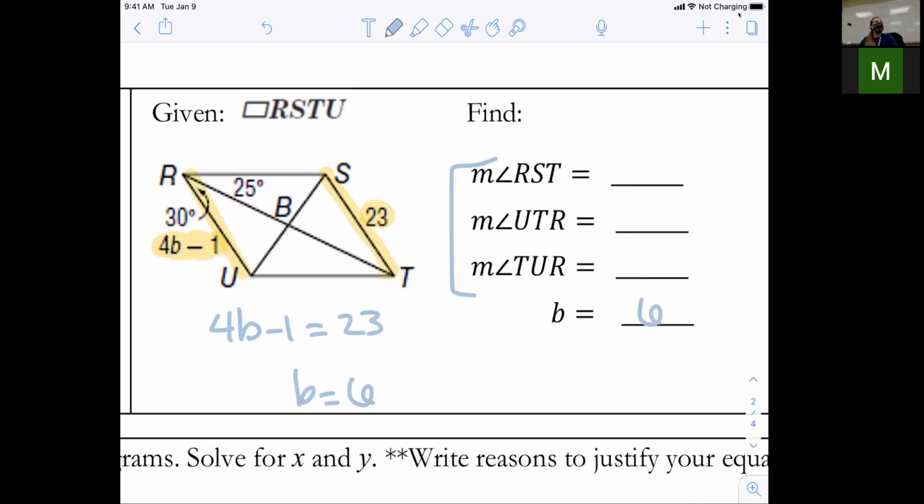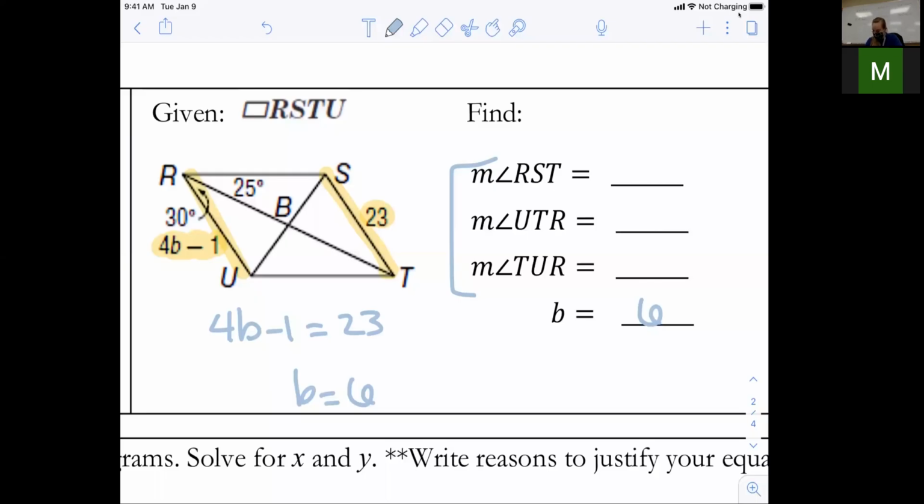All right, now let's look at the angles. I want you to be really careful with the angles and think about what are we actually finding. You may be finding the whole big angle, or you may be finding a part of it. So we're going to look at each one individually. The first one says measure of angle RST. RST is right here. That's this angle right here.